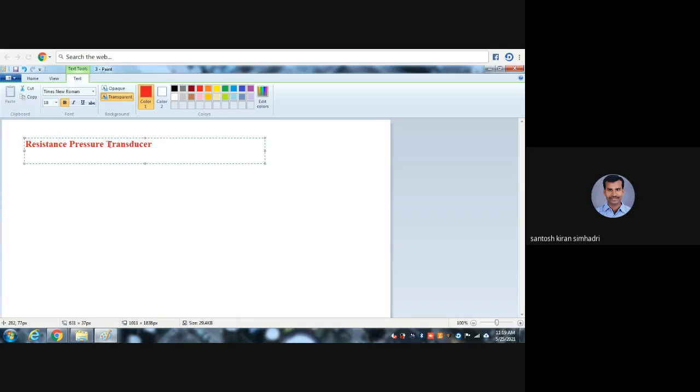The next one is the resistive position transducer. Obviously, your resistance transducer is exclusively used for measuring displacement. Then there is one more type, that is called resistance transducer. That's all. No need in detail, not necessary. If it is necessary, definitely I will tell you again.